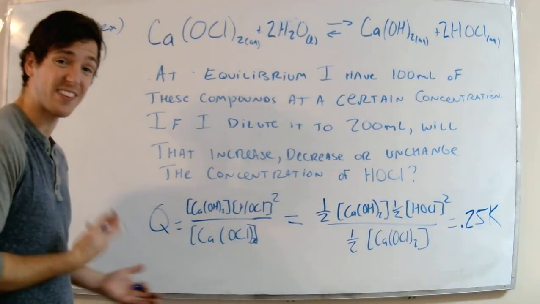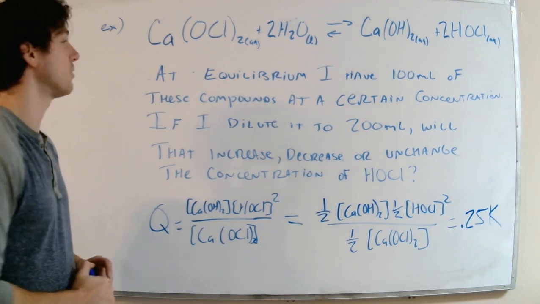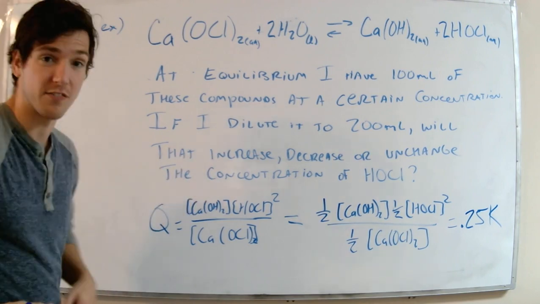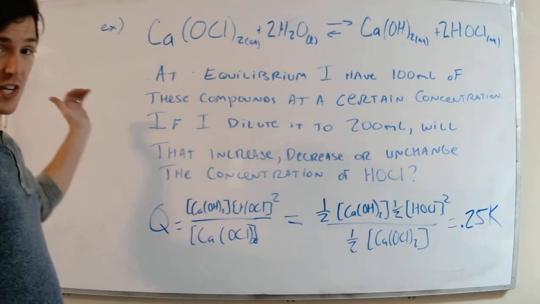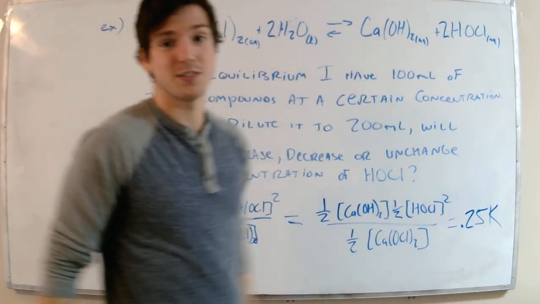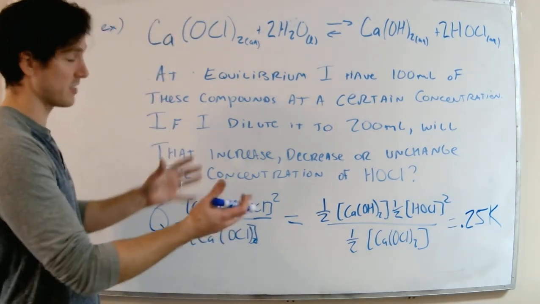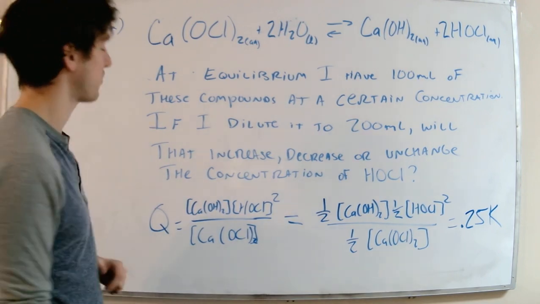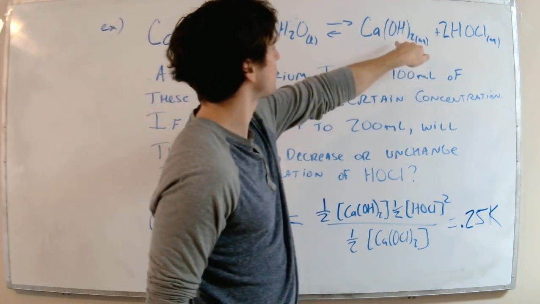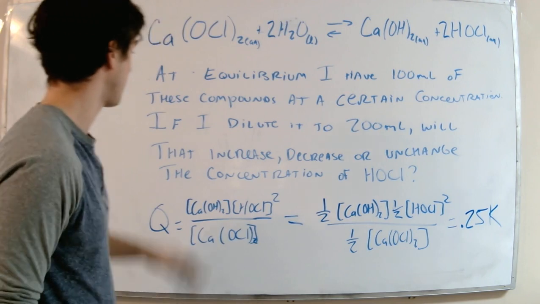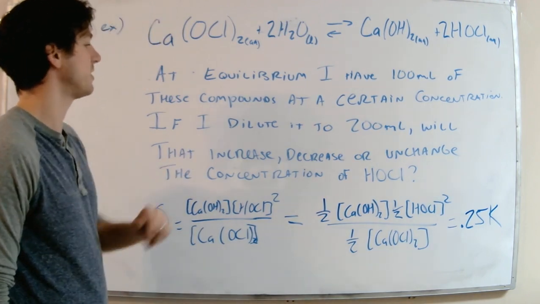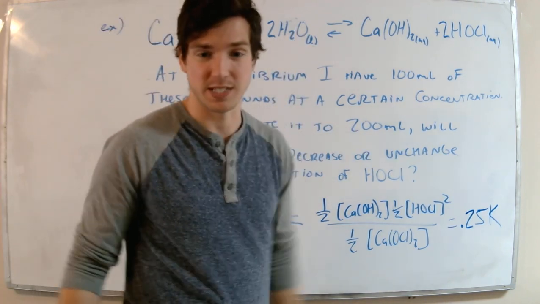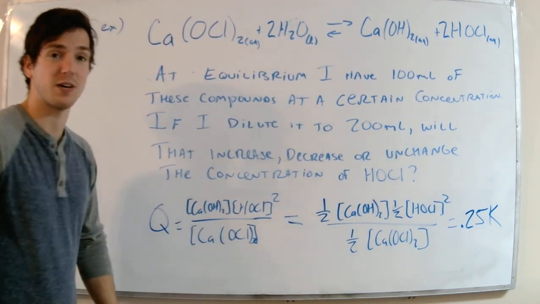So now we have less than what we should have had at equilibrium. So if we have less than our original K, it's now a quarter of that, it is going to shift right. So if it shifts right, it's less than K. It's now a fraction of what our original K is. It's going to shift right. If it's shifting right, it's going to produce more CaOH and HOCl. So in this case, it's asking, will that increase, decrease, or unchange the concentration of HOCl? It is going to increase the concentration of HOCl.